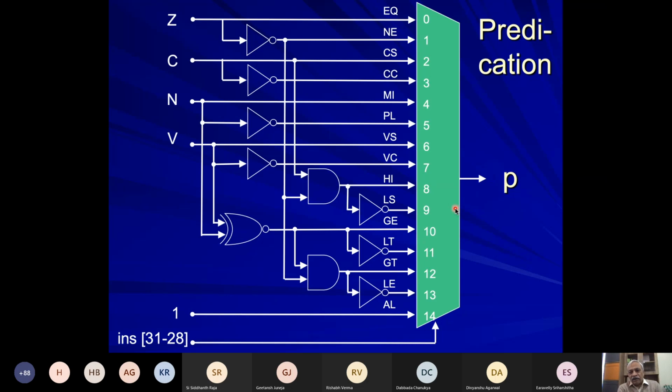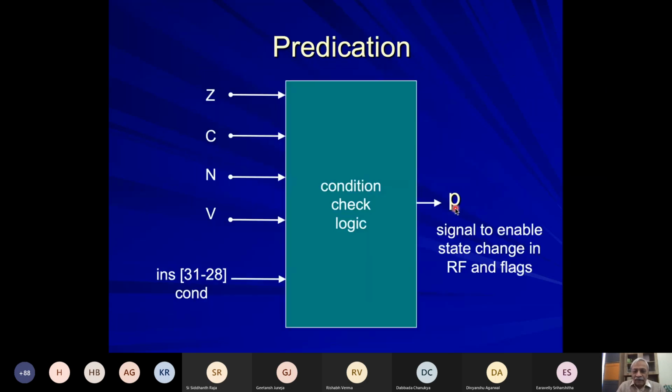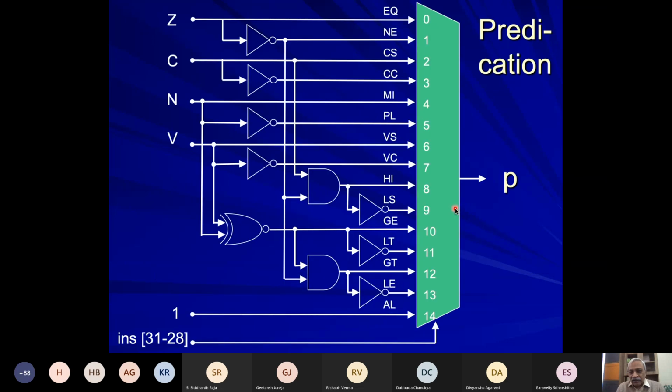So here is a simple design to generate p-value. So this block which I showed, all right, what is the logic inside this is here.